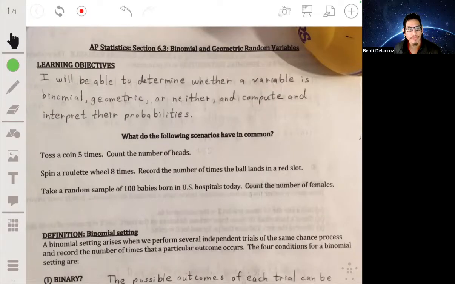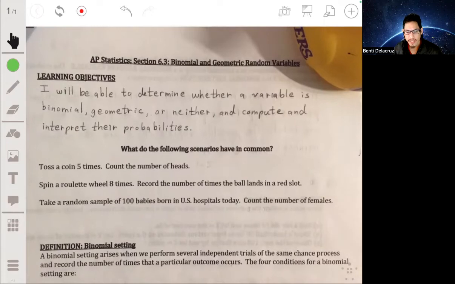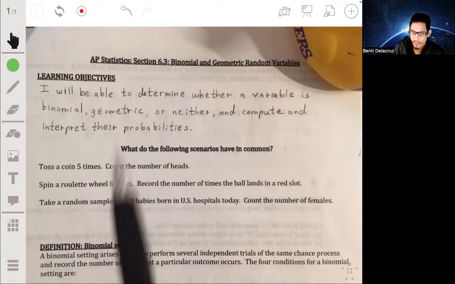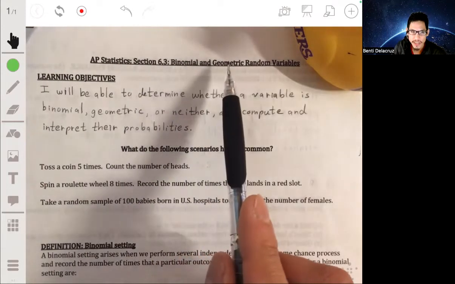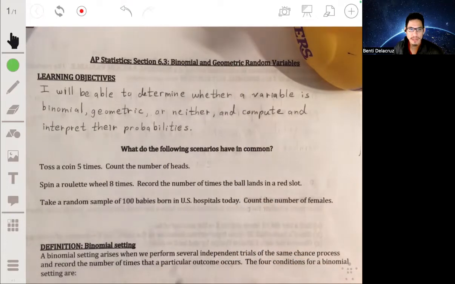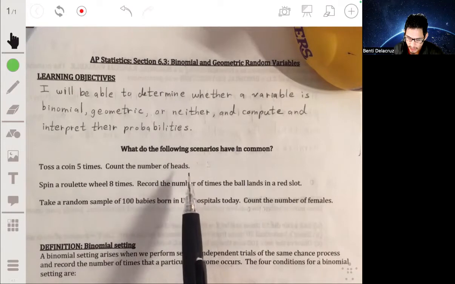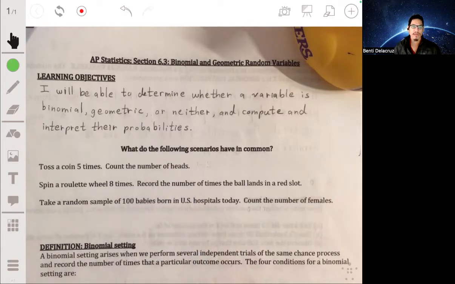All right, so in this last section of this chapter, we're going to go over a new type of random variable called binomial random variables and geometric random variables. They're similar, kind of like what we've been doing, but different in a couple key ways. So let's look at these scenarios to get a sense of what's going on.